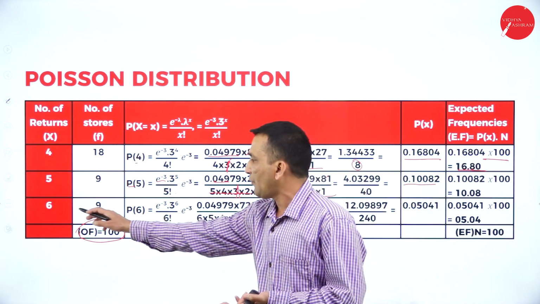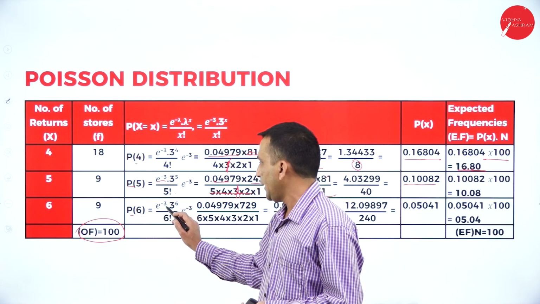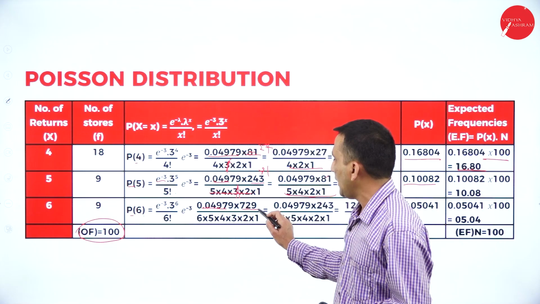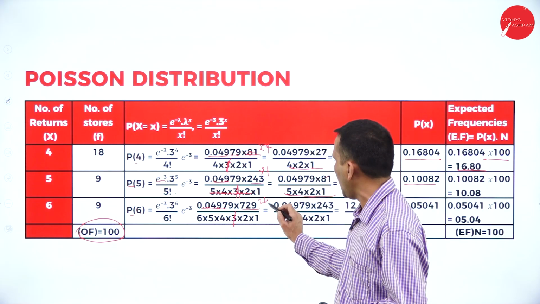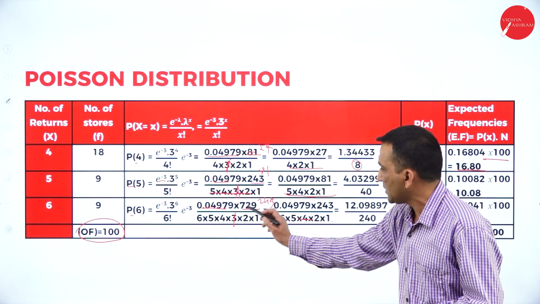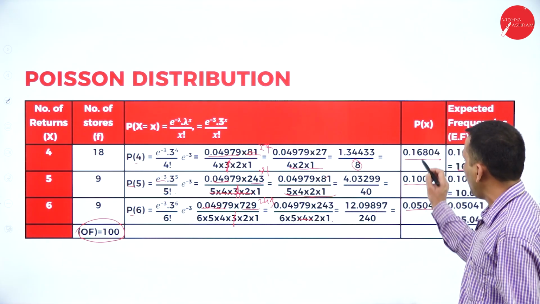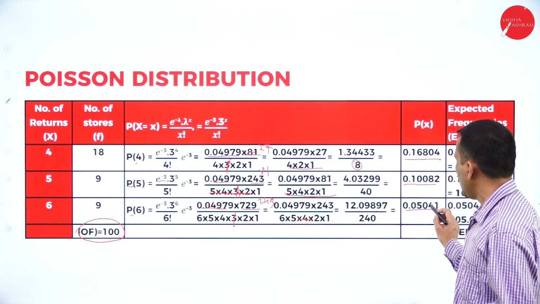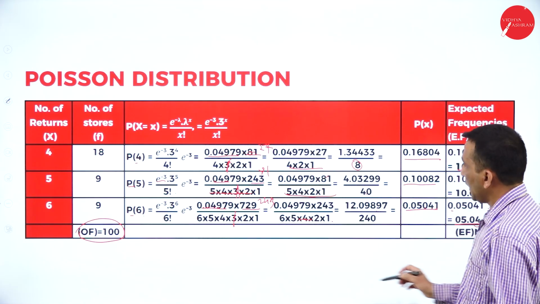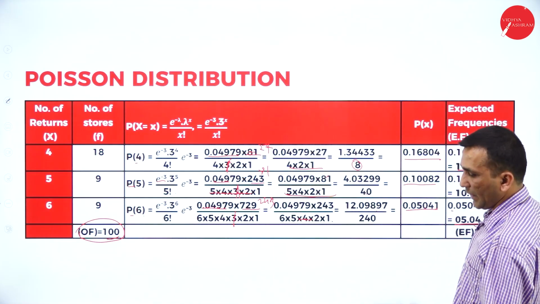The same procedure will be followed for the last variant, P of x plus 6, e to the power of minus lambda constant value, and 6 times multiplied gives 729, 3 ones are 3, 3 fours are 240, 4 into 3. The rest of the things we write because 3 is considered. After multiplying we get 12 divided by 240. Now we are getting the P of x value 0.05041. After multiplying by N, we get this one. If you take the observation frequency total, we are getting 100, and the expected frequency total also we are getting 100.